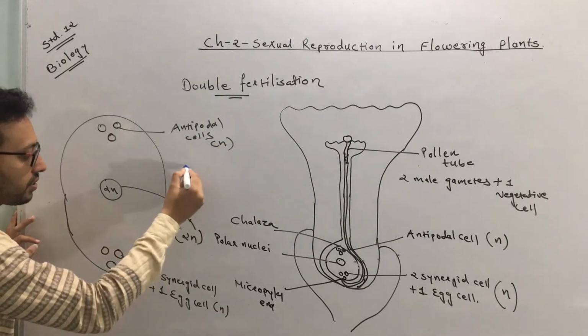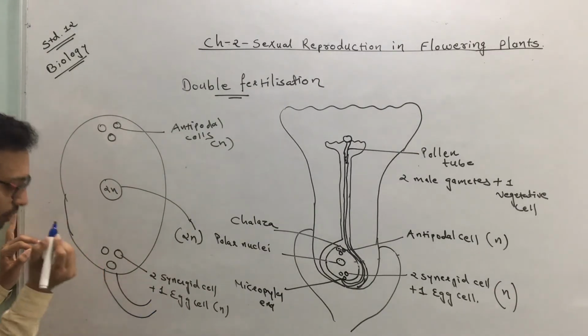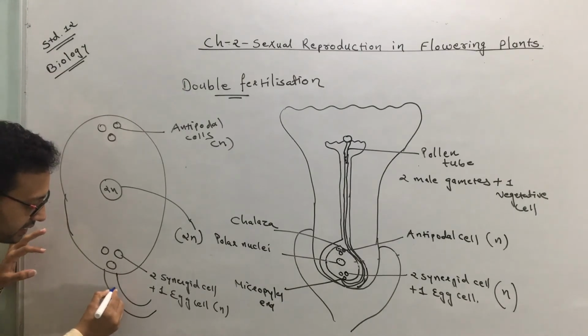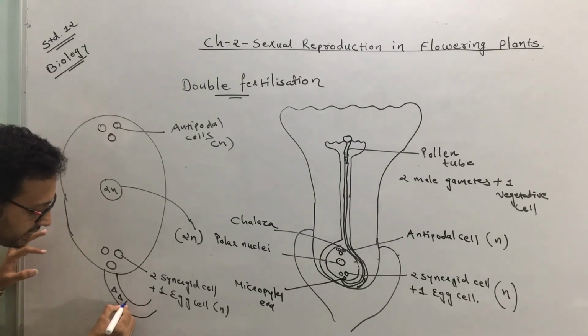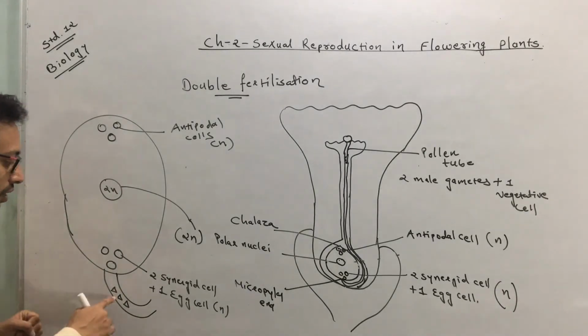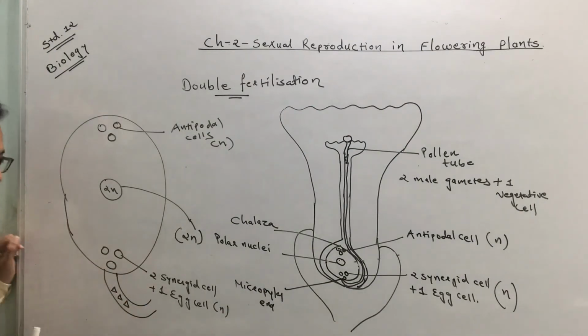Now what happens? The pollen tube comes, the entry of the pollen tube. Assume that this is a pollen tube. I have shown just half of the pollen tube, and that contains 3 cells. For easy understanding I am drawing a different shape, a triangle, to differentiate, though actually it is spherical. Otherwise, you have to draw it as circular.